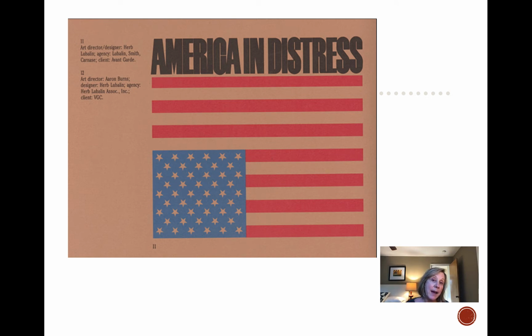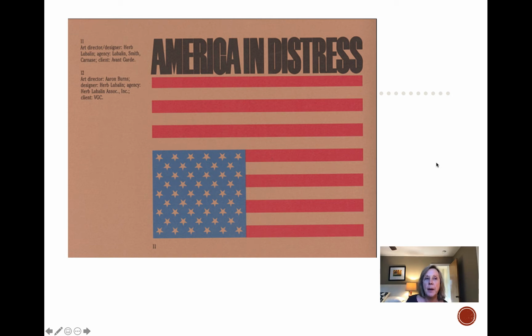Now we have a poster. Well, actually, it was a magazine page designed in 1980 by one of the 20th century's best-known designers. His name was Herb Lubalin. Herb Lubalin started a magazine called Avant Garde. He designed a typeface called Avant Garde. And in his magazine, there were a lot of illustrations. So this particular one won an award.